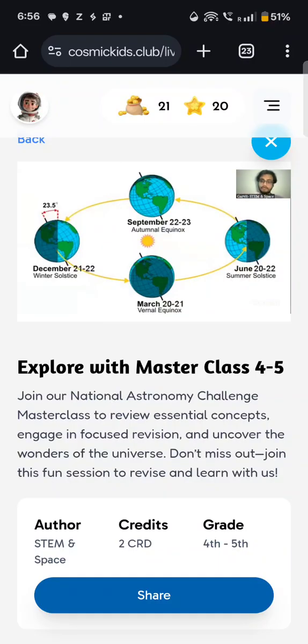So as the Earth revolves around the sun, this tilt still remains at the same angle, 23.5 degrees, and it points in the same direction in the whole revolution. And at different locations there is a different position of Earth, because of which it experiences different amounts of sunlight, because of which we have different seasons: winter, summer, autumn, spring, all the different seasons.